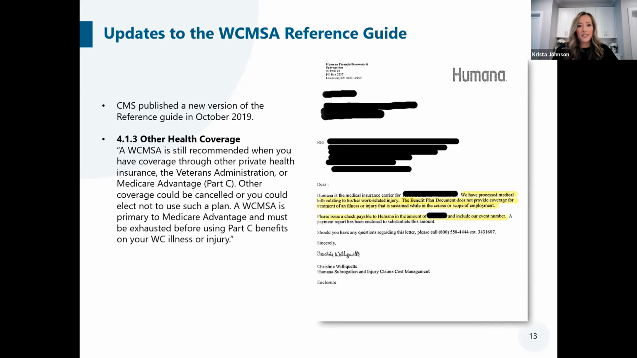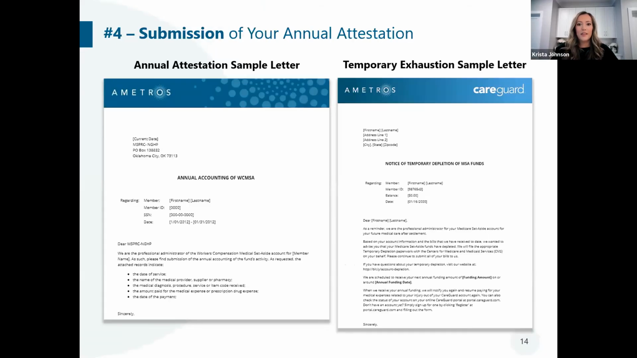So what you see here on the right is an actual letter that a claimant received from the subrogation unit at Humana regarding their Medicare Advantage plan. This is important to know because subrogation units are looking closely to ensure that Medicare is still remaining a secondary payer. So the number 4 critical thing to know is about submission of your annual attestation.